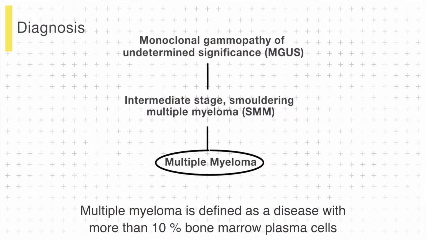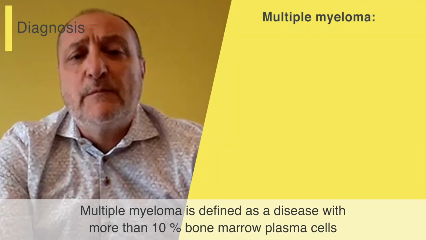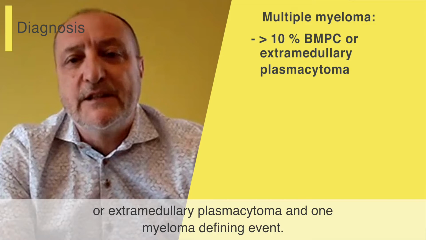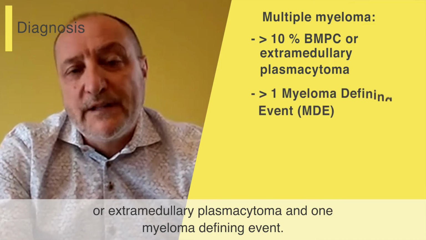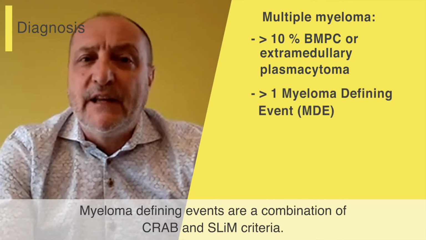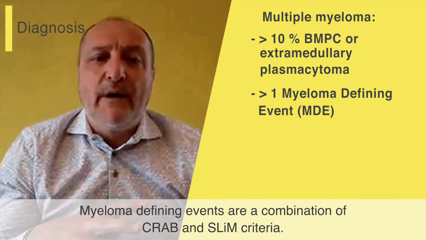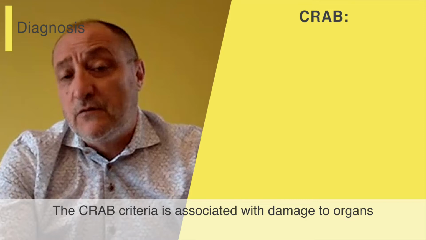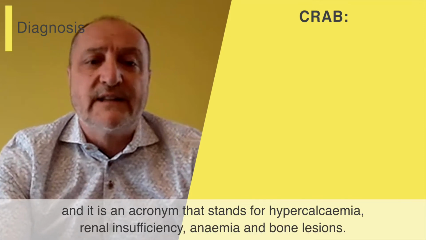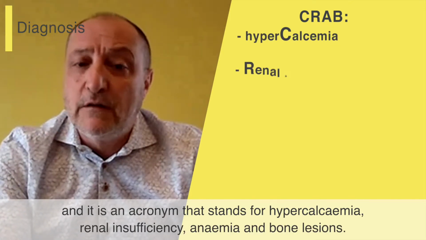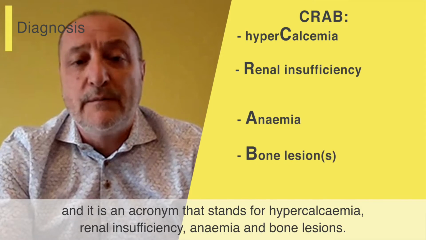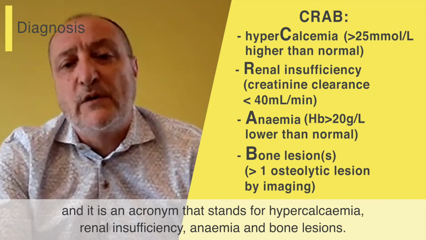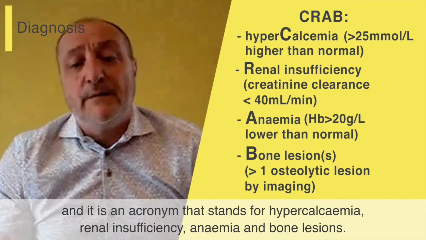So, multiple myeloma is defined as a disease with more than 10% bone marrow plasma cells or extramedullary plasmacytoma and one myeloma defining event. A myeloma defining event is a combination of CRAB and SLIM criteria. The CRAB criteria are associated with damage to organs, and CRAB is an acronym that stands for hypercalcemia, renal insufficiency, anemia, bone lesions. The guidelines clearly define the thresholds to assess hypercalcemia, renal insufficiency, anemia, and bone lesions.